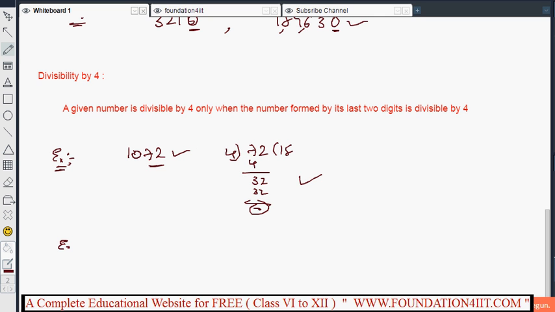Okay, which is not divisible by 4? I'll give an example. For example, 35,686. The last two digits are 86. Now this is not divisible by 4, so this whole number also is not divisible by 4.